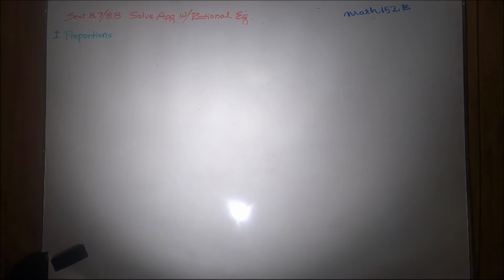Let's look at some apps. We are on sections 8.7 and 8.8, page 31. Okay, we have been doing what? Rational equations. We did basic skills: add, subtract, multiply, and divide, right? We also did what? Solving rational equations. Now let's look at some apps.